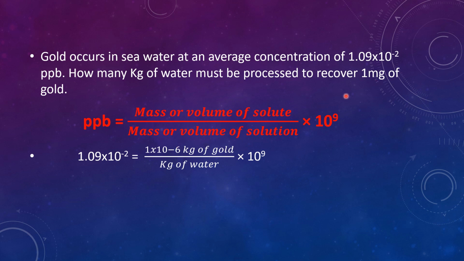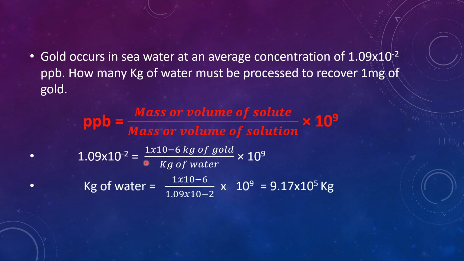So 1 milligram of gold is equal to 1 into 10 to the power minus 6 kilogram, divided by the mass or volume of the solution. We have to calculate how much water needs to be processed. It is in kilograms, multiplied by 10 to the power 9. So the kilograms of water will be equal to this value remaining here, and the other value, when we move it to the other side of the equal sign, will come in the denominator, multiplied by 10 raised to the power minus 9. When we solve the values, we will get the answer: the kilograms of water that need to be processed.